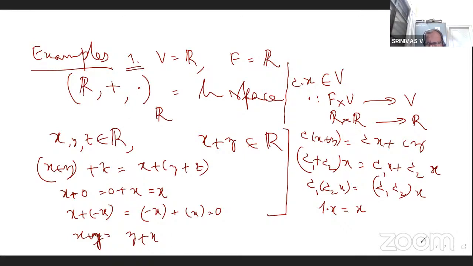Let's look at another example. This is a kind of non-example. I want to take R plus dot and then over C. My V is R and F is C. This is the set of complex numbers. I want to take V as the set of real numbers. So I want to check whether this is, with respect to the usual addition and usual multiplication, a vector space or linear space.